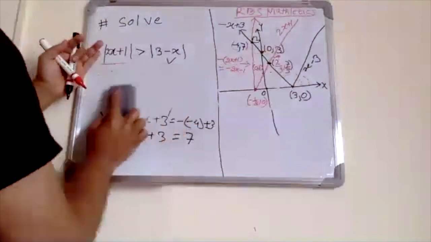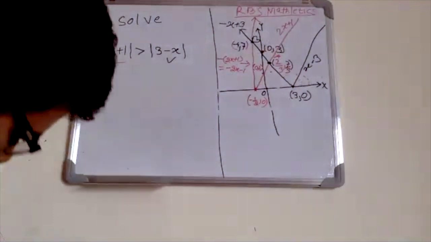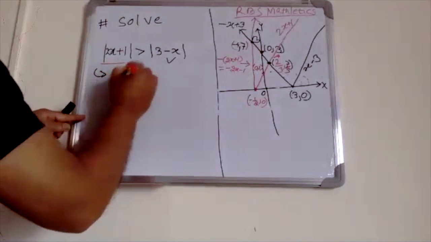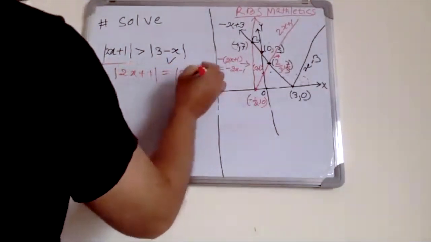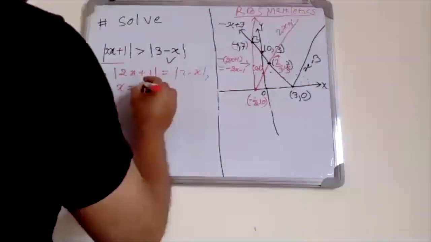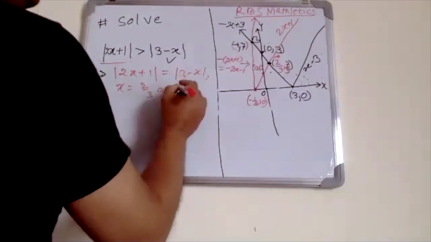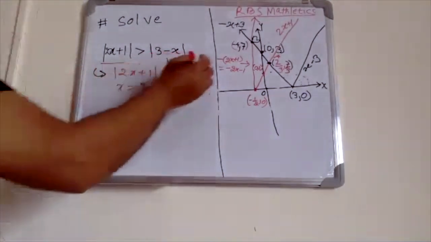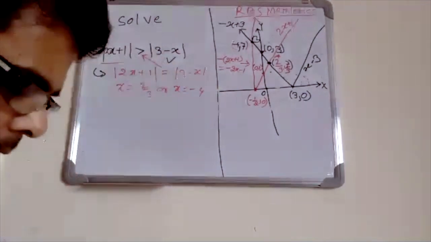Now we'll try to find the solution for this inequality. In that case, if it were 2x plus 1 equals 3 minus x, your solution would be x equals 2 by 3 or x equals minus 4. But you can see here in this case, this is not an equality, this is an inequality. Then you have to analyze the graph.